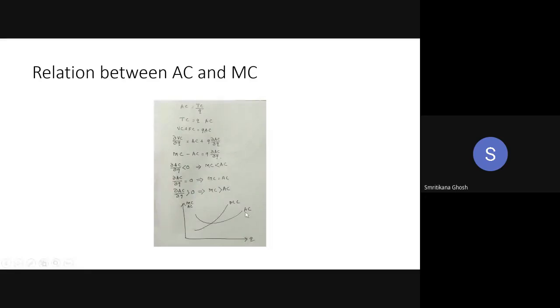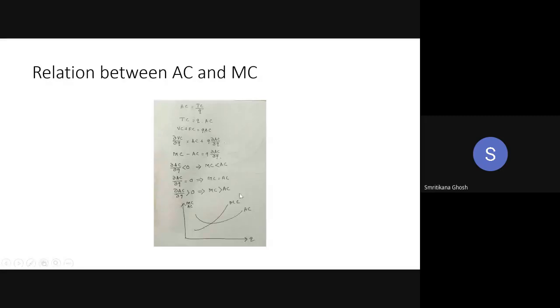In a single sentence we can say that MC curve is intersecting AC curve at the minimum. Okay. MC curve is intersecting AC curve at the minimum of the AC curve. Done. So this is the relation between AC and MC.